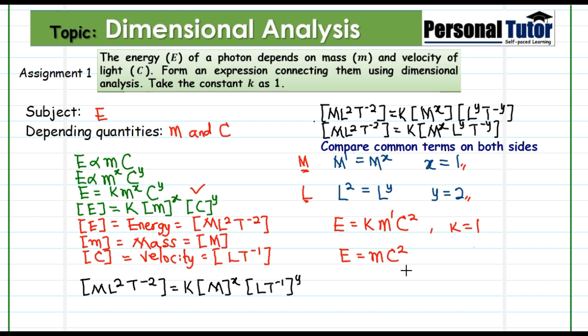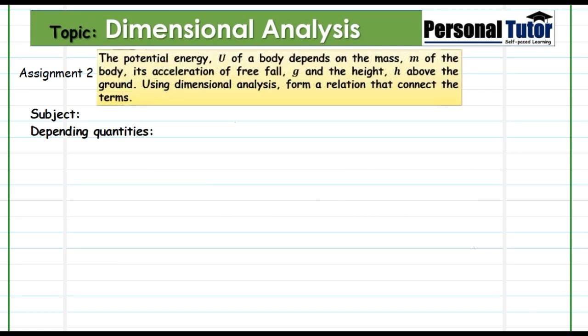Let's move on to question number 2. Assignment number 2 reads: the potential energy U of a body depends on the mass m of the body, its acceleration of free fall g, and the height h above the ground. Using dimensional analysis, form a relation that connects the terms. From this as well, the subject of the statement is identified as the potential energy U.